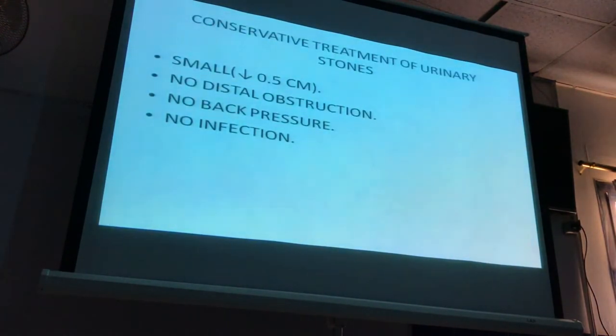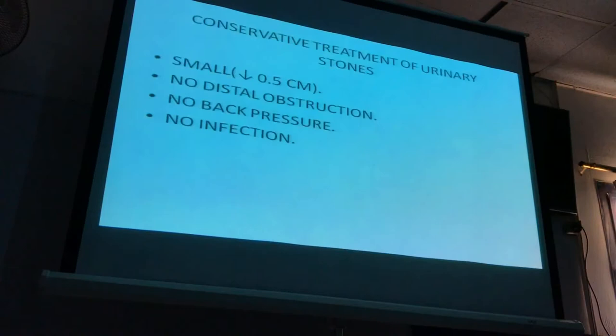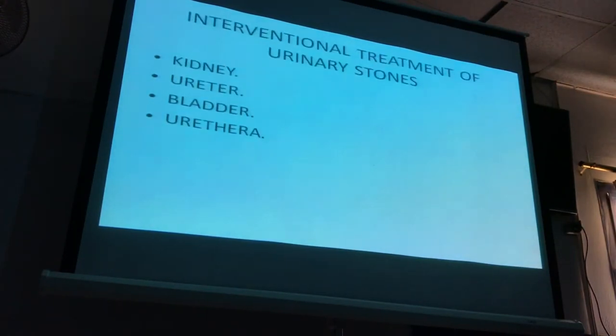There are certain indications for conservative treatment of the urinary stones. Number one, it should be a small stone, 0.5 centimeter, with no distal obstruction, no back pressure, no infection. The interventional treatment can be for kidney stones, ureteric stones, bladder stones, and urethral stones.